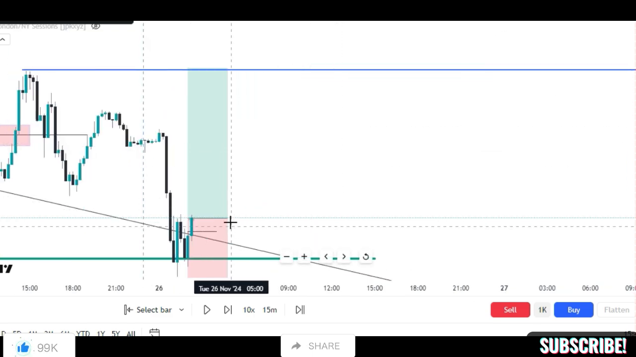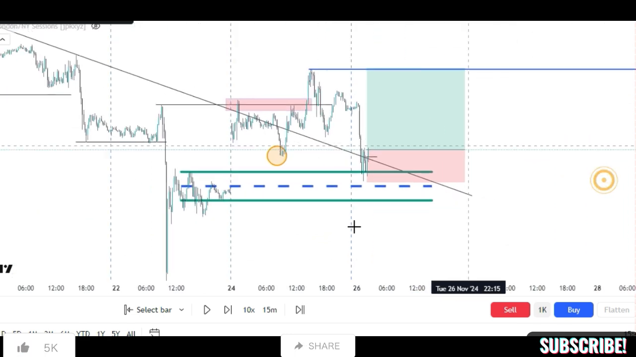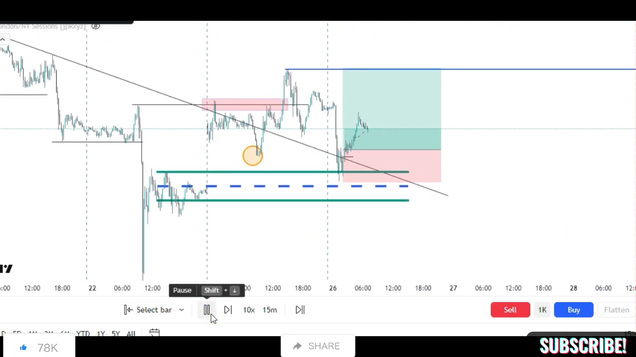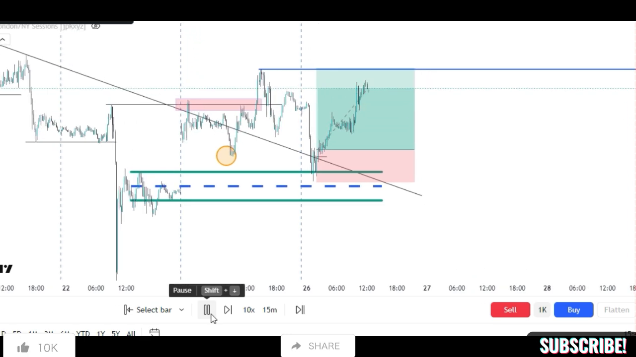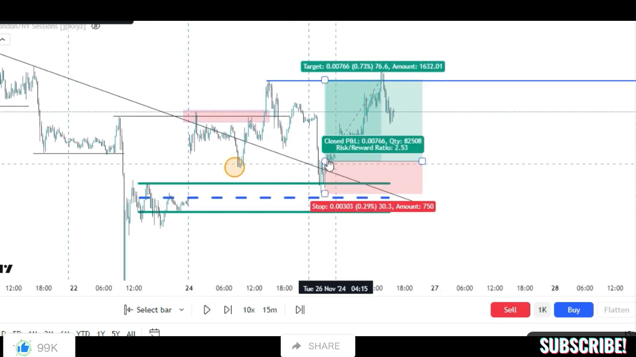Okay, so that's how simple this strategy is, and I can actually play on for you to see what happened. So let's see, it took some time, but as you can see, we actually hit our TP at this point. So this is Euro USD.